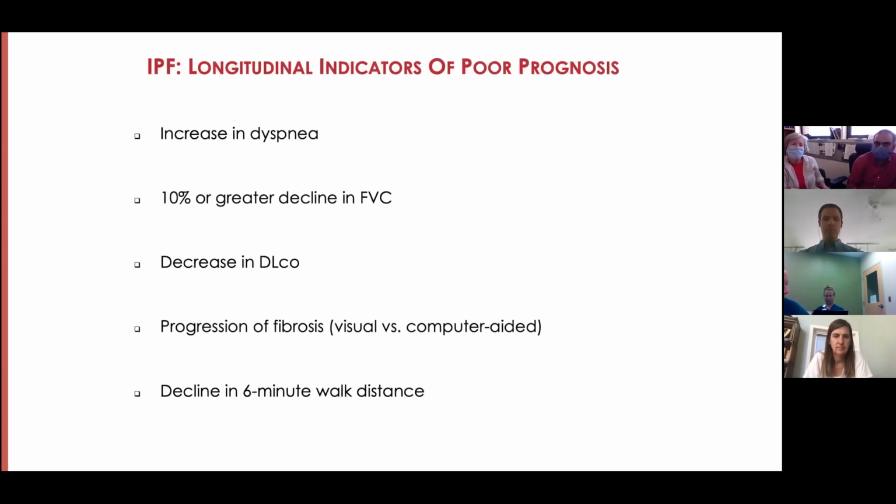When you see your ILD or IPF patient over time, if they're getting worse with their dyspnea, they're dropping their vital capacity by 10% or greater over, say, a 6-month period, a decrease in their diffusing capacity, a worsening of their fibrosis on CT scan, those would all be guidelines to suggest considering referral to transplant. 6-minute walk distance dropping would be a surrogate for all of this.